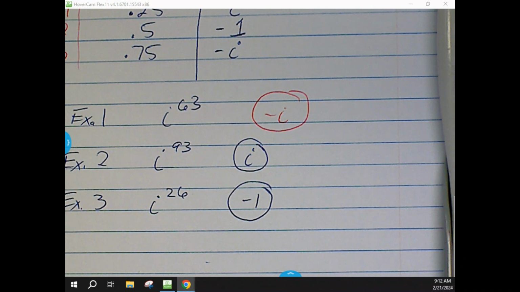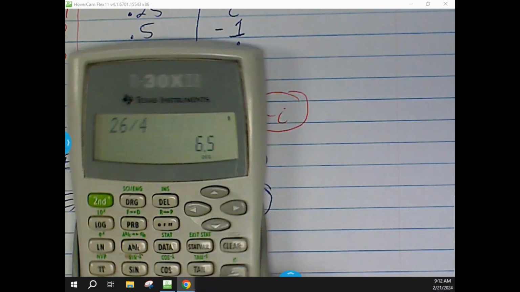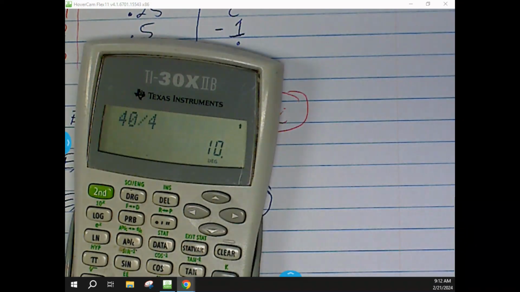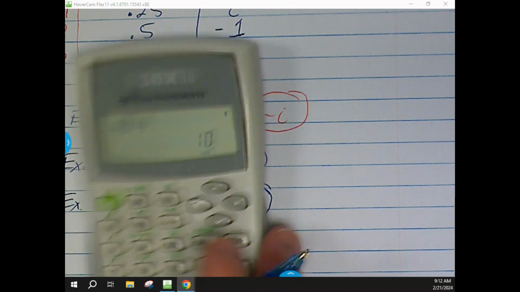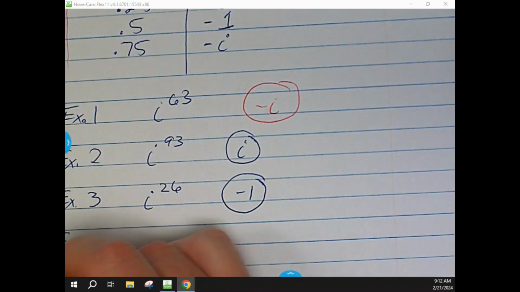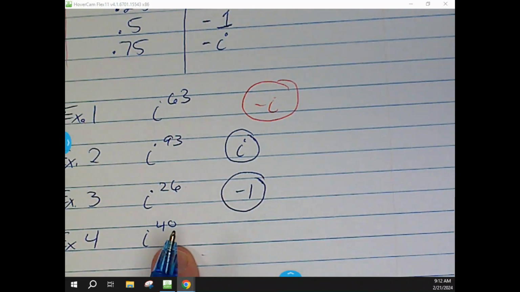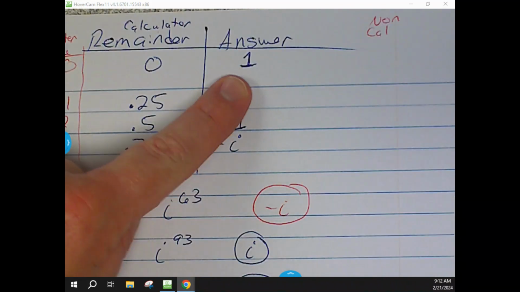Okay, so again, for any power, just take whatever the power is and divide it by 4 on your calculator. If it was 40, you take 40 divided by 4. That one comes out to be a whole number. There is no decimal for that one. So if it was to the 40th power, that's a 0 remainder, so your answer basically is 1.